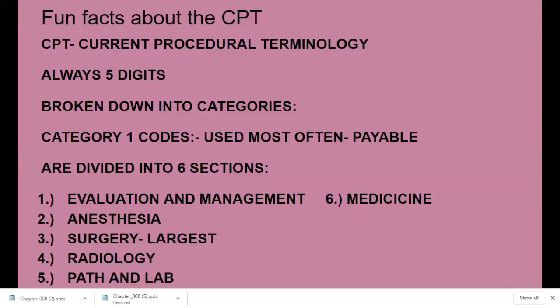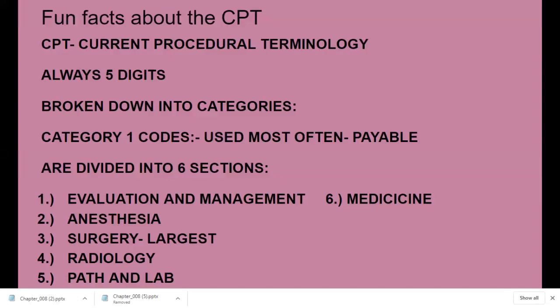CPT stands for Current Procedural Terminology. It's always 5 digits. Some of our category 2 and 3 codes, which you're going to talk about, have letters, but in general, it's 5 numbers. Your CPT is broken down into categories.